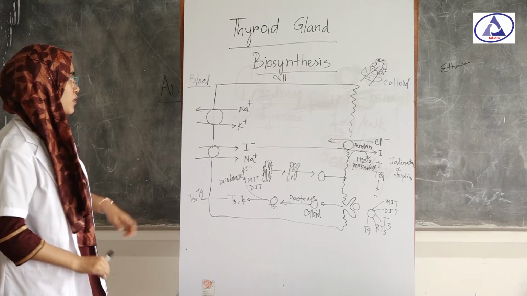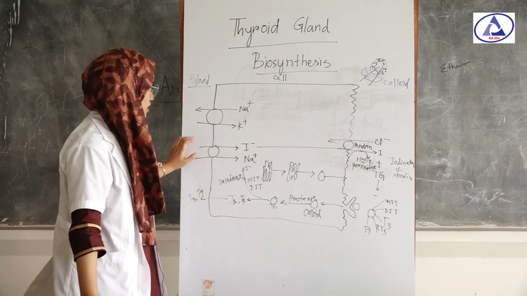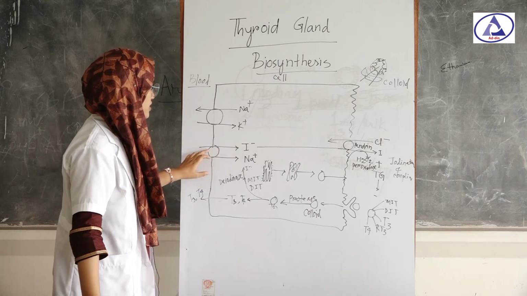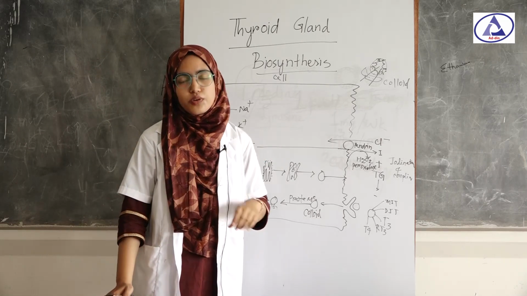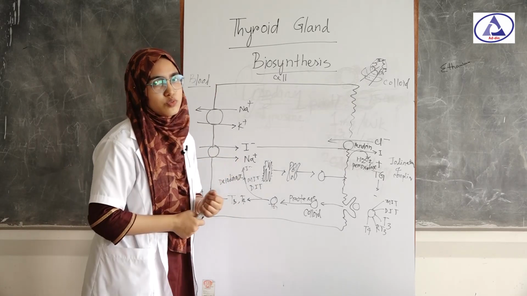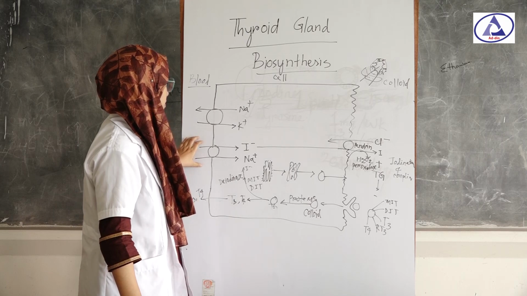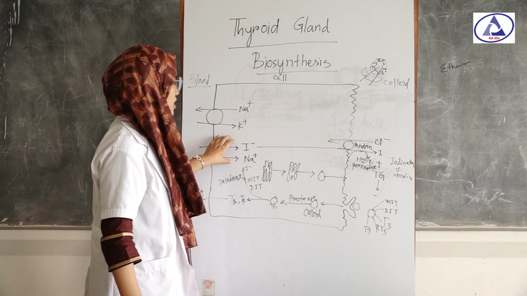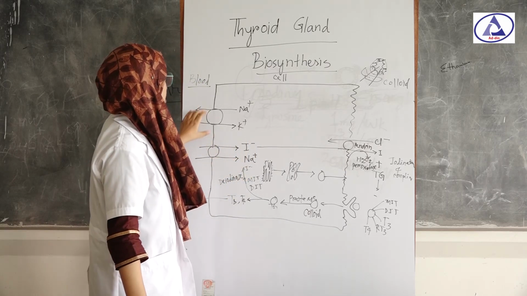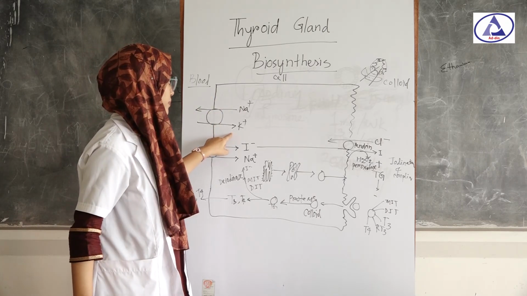Now what happens? When the iodine comes in the blood, the iodide form enters into the thyroid follicular cell by the sodium iodide symporter or co-transporter. Here one iodide along with 2 sodium enters into the cell by the sodium iodide co-transporter, or symporter. But this one is secondary active transport. How is the energy gained? This energy is gained from this pump, that is primary active transport, the sodium potassium ATPase pump.